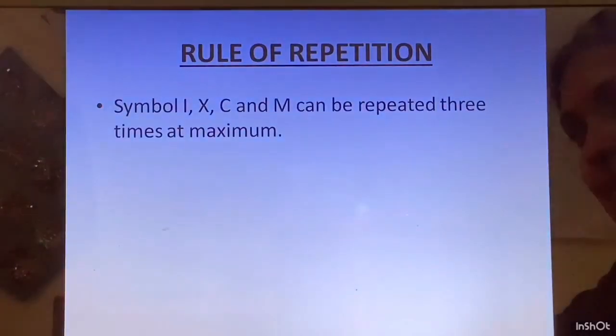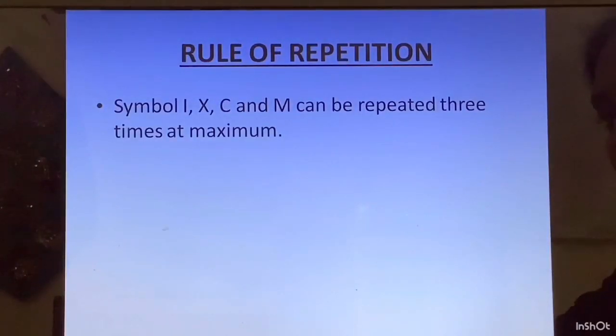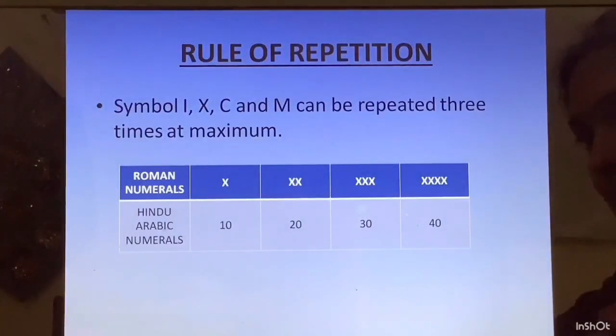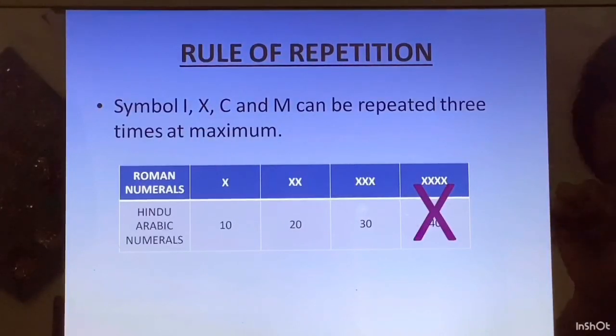Symbols I, X, C and M can be repeated 3 times at the maximum. You cannot have 4 I's together or 4 X's together. These symbols can only be repeated to a maximum of 3 times. Look here. X 1 time is 10, X 2 times is 20, X 3 times is 30. But X 4 times is not possible. There we use the rule of subtraction to write 40. We'll come to that.